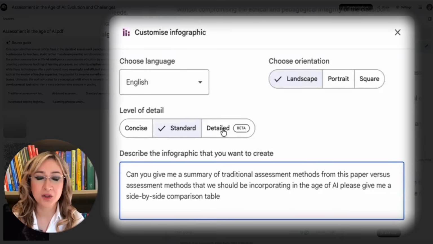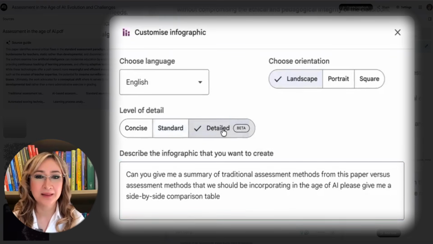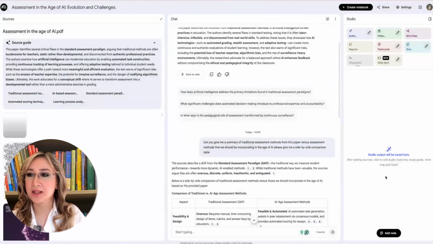Okay. Do I want it detailed? Why not? Let's keep it detailed for now. And no, let's keep it standard. I don't want too much waffle in there. And then I'm just going to hit the generate button. Okay, now that's going to take a few minutes.